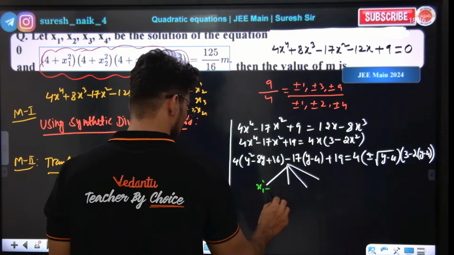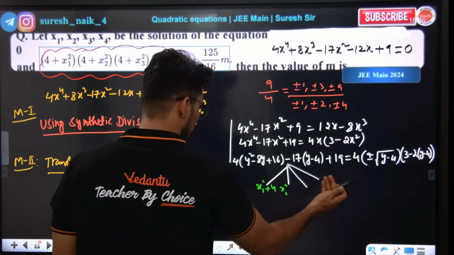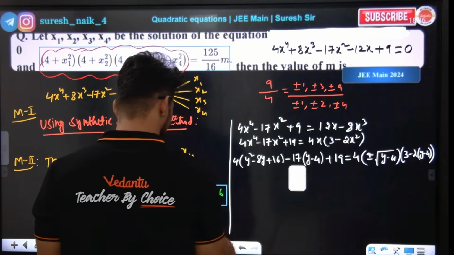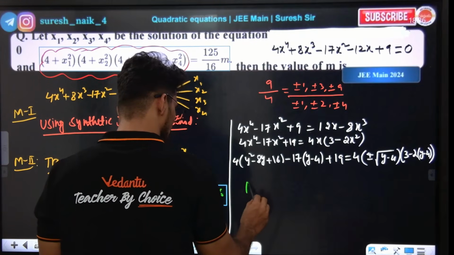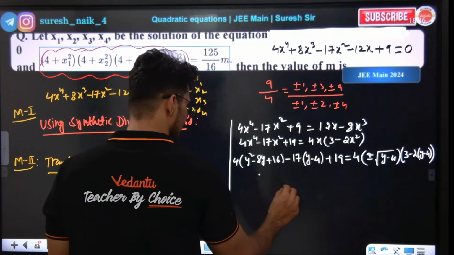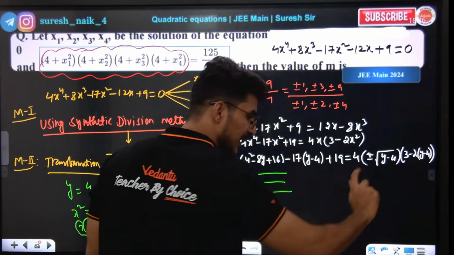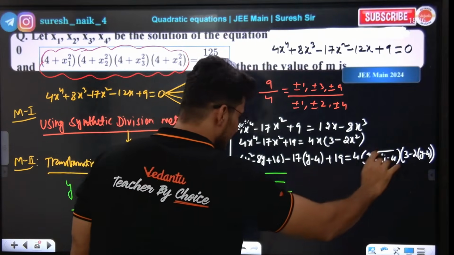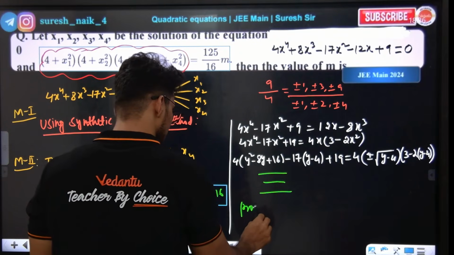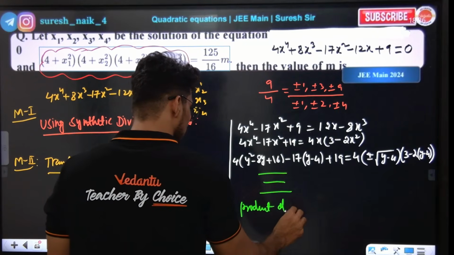x1 square plus 4, x2 square plus 4. You know this, right? Let us not write this. No problem. Solve for the product of the roots and tell me. Simplify this in terms of y. What is the product of the roots?